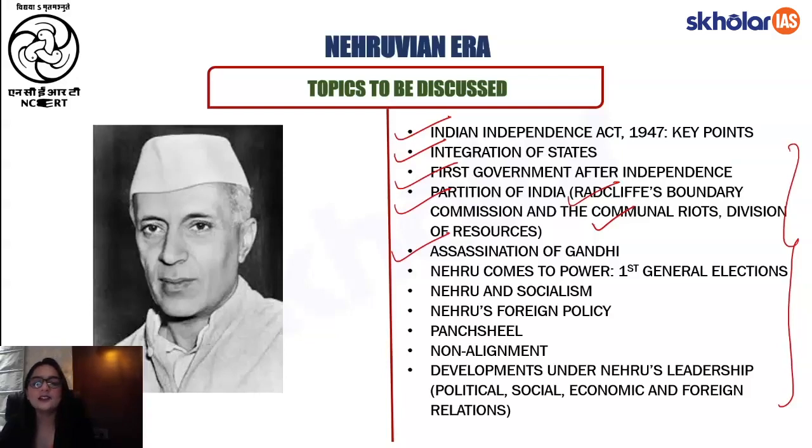And after that starts his most important term, wherein we are going to talk about all the policies that had been taken up as a part of his Prime Minister term, in which we are going to talk about the developments under his leadership pertaining to political, social, economic, and foreign relations. Also, students, we are going to talk about the foreign policy that was adopted by Nehru, which also includes the important concepts of Panchsheel and non-alignment. Also, there was this concept pertaining to Nehru and his ideas pertaining to socialism. That is something that will also be incorporated as a part of the Nehruvian era.